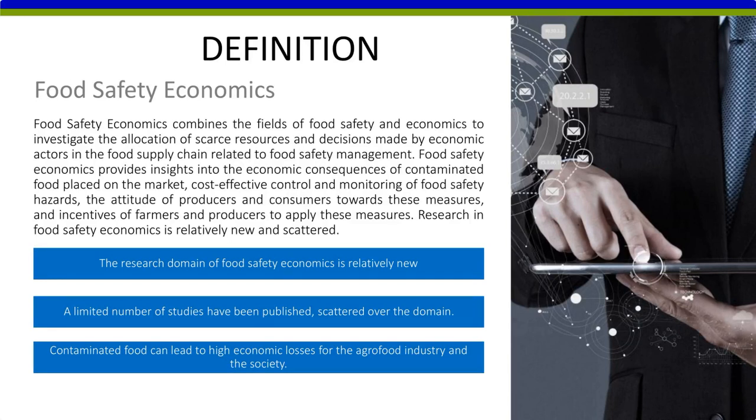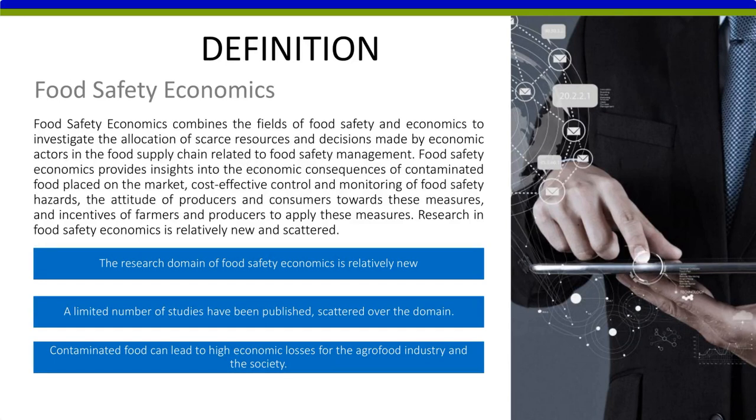Food safety economics provides insight into the economic consequences of contaminated food placed on the market, cost-effective control and monitoring of food safety hazards, the attitude of producers and consumers towards these measures, and initiatives of farmers and producers to apply these measures. So research in food safety economics is relatively new and scattered. There are several books that you can find online. Of course, some of them you have to pay for, but they're talking about food safety economics.